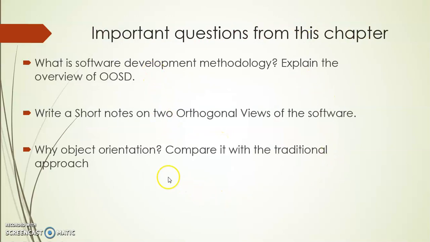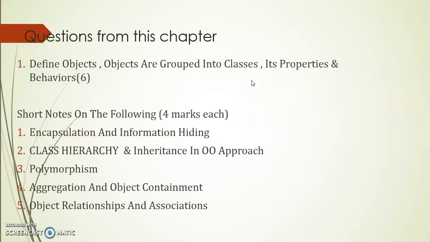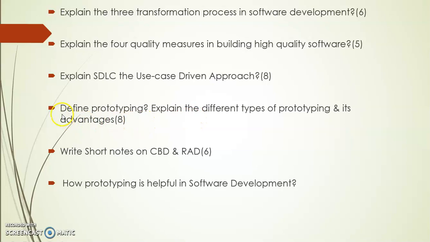These are some of the important questions from this unit. Some short notes which could be asked for 4 marks in the 8th question. Also, prototyping, a short note on CBD RAD, how prototyping is helpful in software development, explain 3 transformation processes, explain the 4 quality measures. So, these are important.